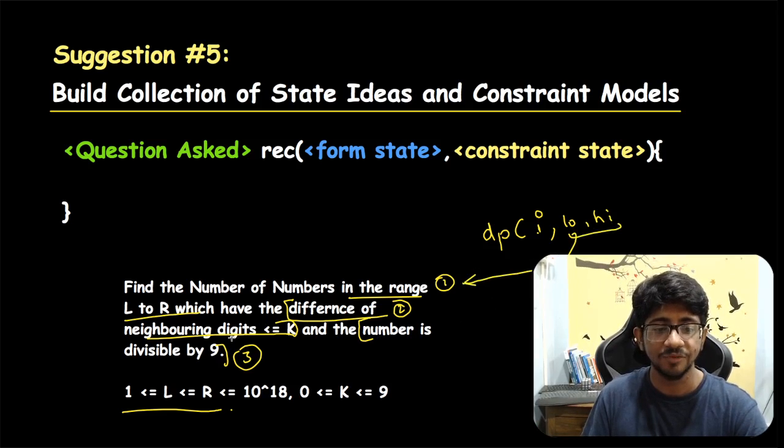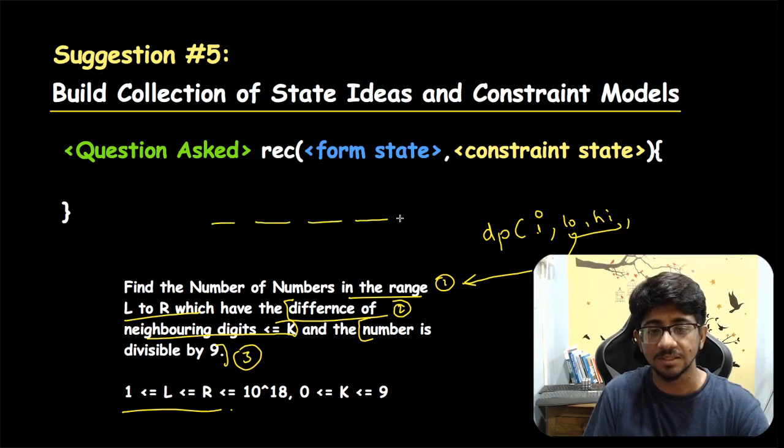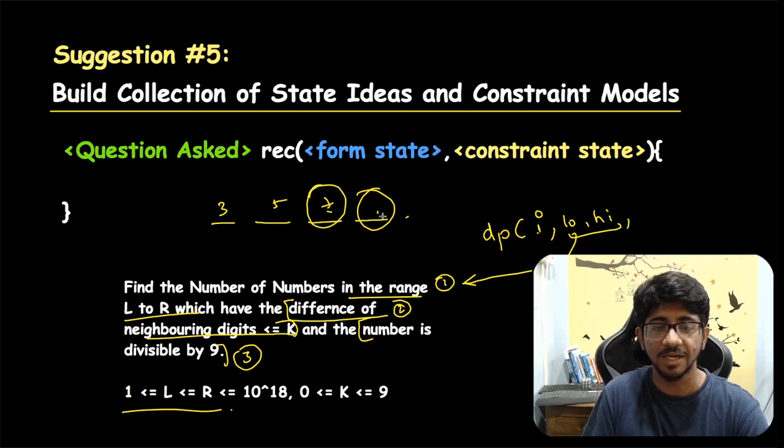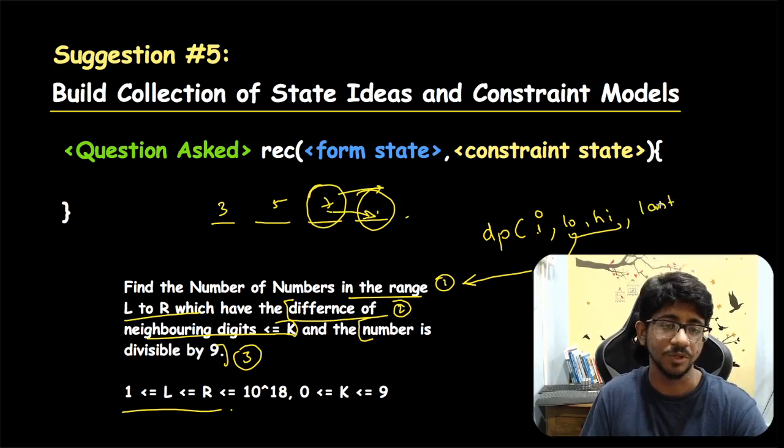Okay, difference of neighbor less than equal to K. In that case, if you are building the number like this and you are placing digits like 3, 5, 7, if you have to place a new digit over here, you need to know the last digit, right? So that you can decide whether it is at a distance less than equal to K or not. So you put last over here, which particular last digit you placed. You have to keep that as a parameter. That takes care of this second constraint, because now you can simply loop in the range so that the difference between the neighbors is not exceeding K, right?